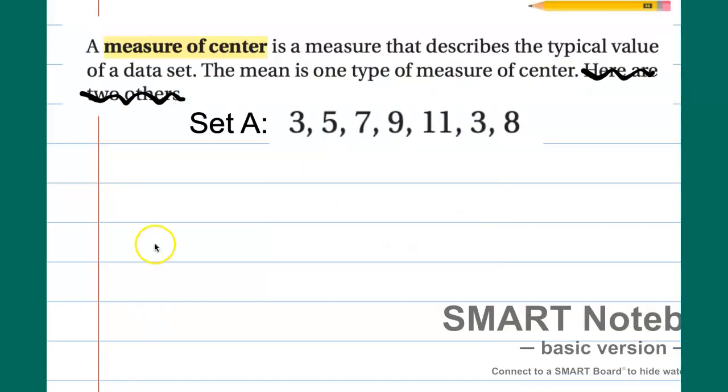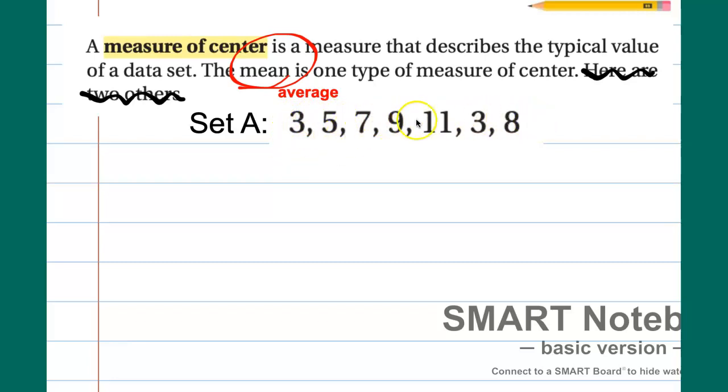A measure of center is the measure that describes a typical value of the data in a set. One of them is what we call mean. The other term for mean is average. So usually when they say find the mean, it means find the average. Finding the average is when we add all the numbers in the set.